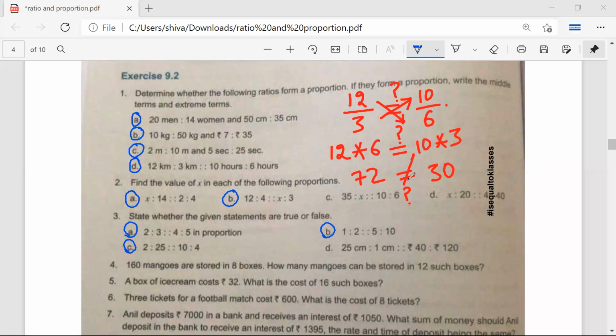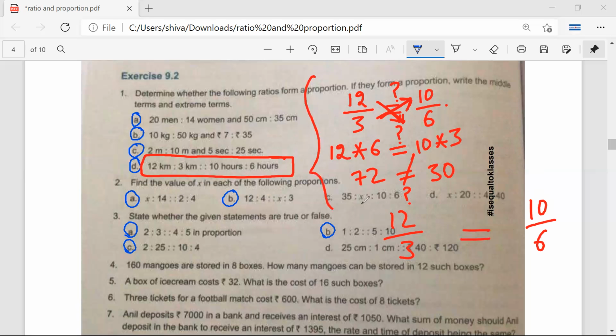It is not equal to, and that is why they are not in proportion. Mr. Satya, have you understood? Yes, sir. So, Mr. Satya, you have two methods. One is cross multiplication. The other is you can reduce this fraction and this fraction and check whether these fractions are equal or not. Whatever method you find easy, you can follow.